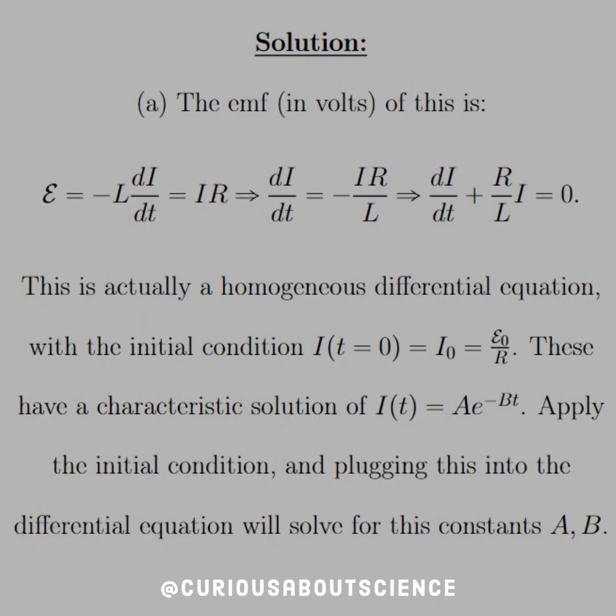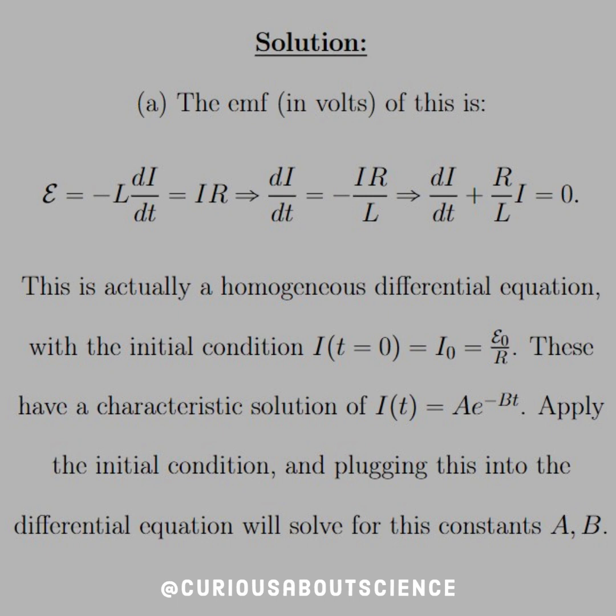Alright, so with that, we could just use a voltage loop real quick, nothing that we haven't seen before. So for part A, the EMF in volts is equal to negative L di/dt. Again, that comes from the flux and Lenz's law. But we know that that's equal to IR, Ohm's law. So if we set this up and solve it for the current, we actually have a homogeneous differential equation: di/dt plus R over L times I equals 0.